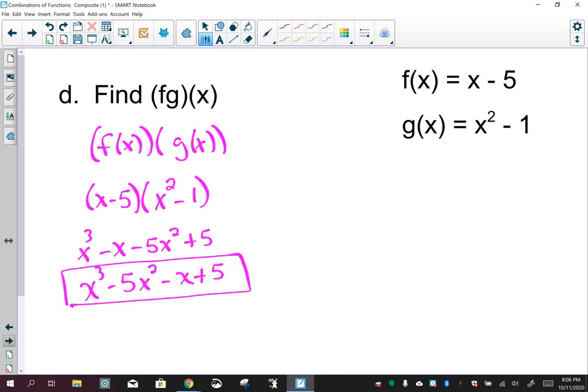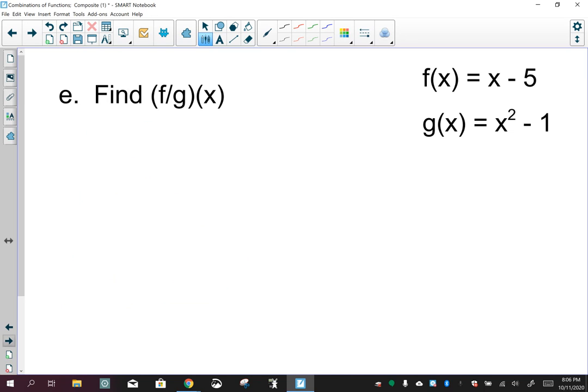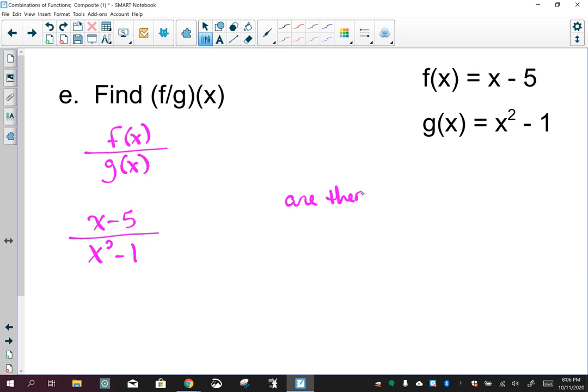All right, last one. Now we're going to divide. So this is saying f of x all over g of x. So then I have x minus 5 all over x squared minus 1. So here you have one more thing you have to do. You have to ask yourself, are there values that you must exclude?